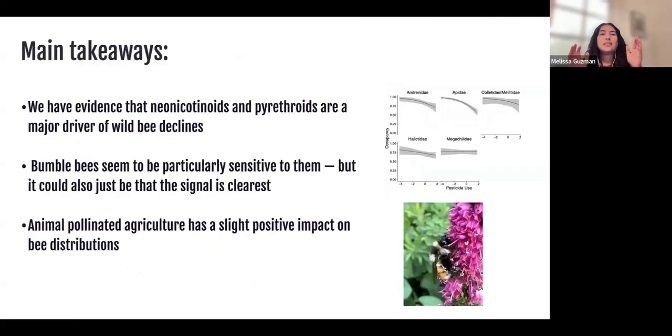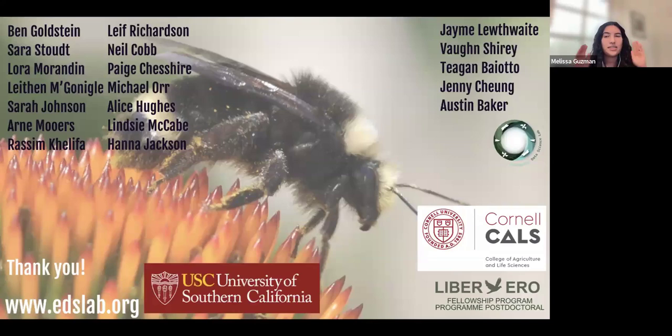From this really sped up talk, the main takeaway is that I think we do have evidence from this occupancy framework that neonicotinoids and pyrethroids are a driver of changes in the distribution of bees. Bumblebees could be more sensitive to pesticides, but they could also have the best data to detect this effect. And animal-pollinated agriculture had a slight positive impact on these distributions. And with that, I'm happy to stop and take any questions or go into discussion.